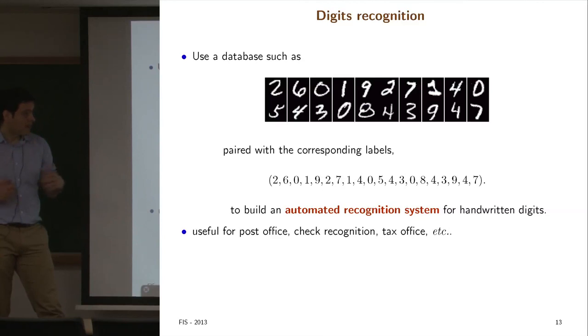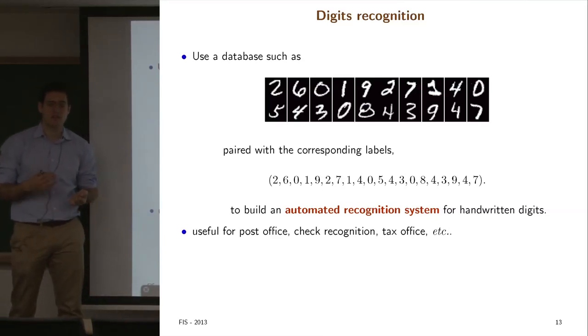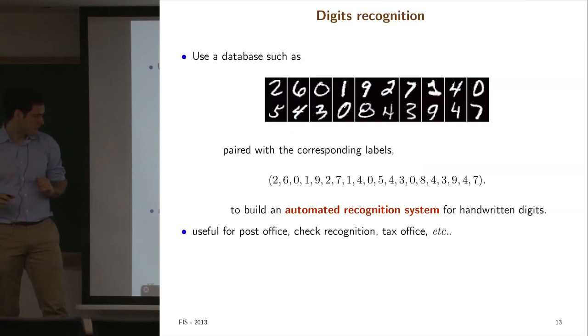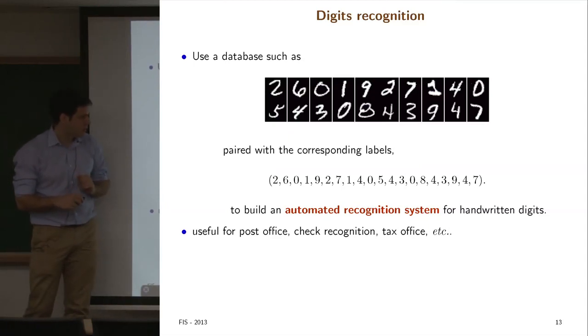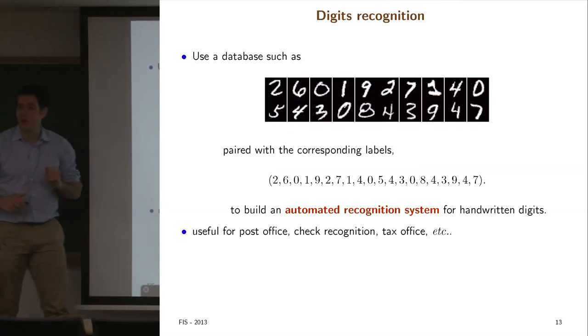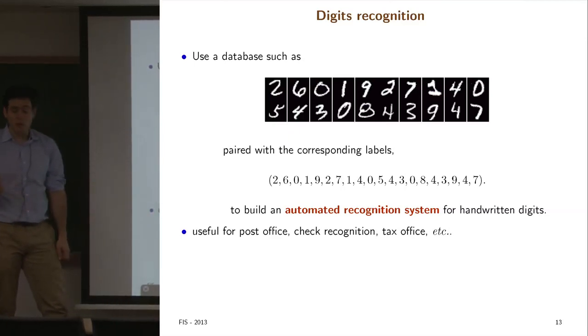So the MNIST database tries to do that. It tries to test classification algorithms by providing 50,000 training images and 10,000 test images. Suppose we know the information for those digits, and we know the actual values of each of them. And we want to build an automated recognition system.